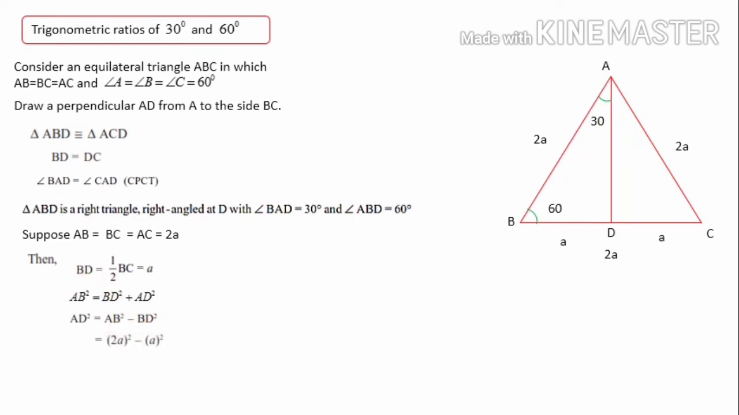That is equal to AB, we have the value 2A, so AB square is 2A the whole square. BD we have the value A, so BD square is A square. That is equal to 2 square, that is 4, 4A square minus A square. So 4A square minus 1A square is 3A square. Here AD is equal to root 3 A, or A root 3 we can write.